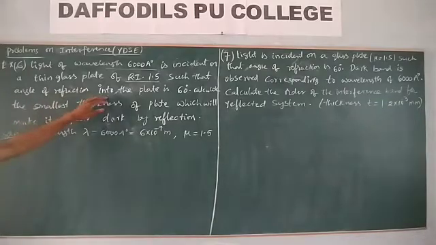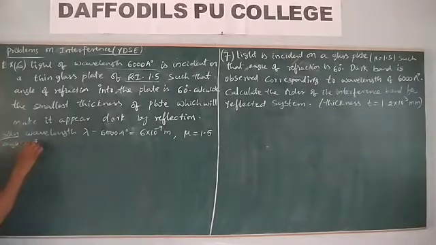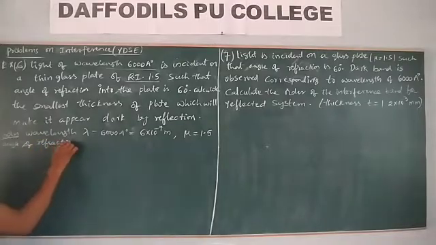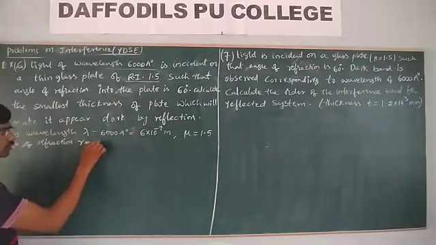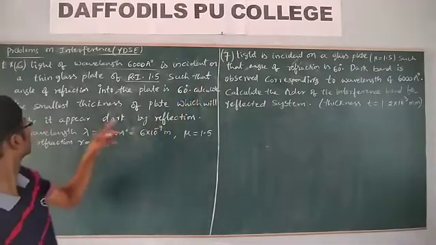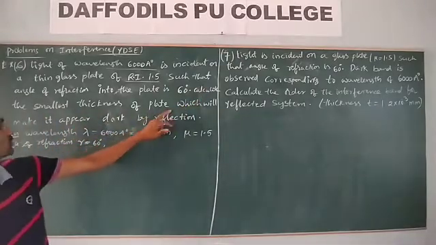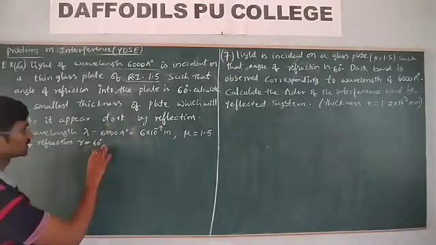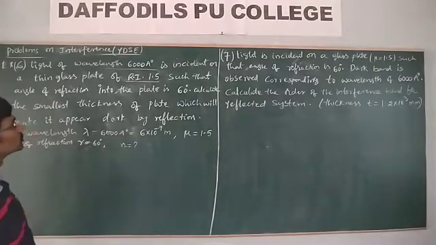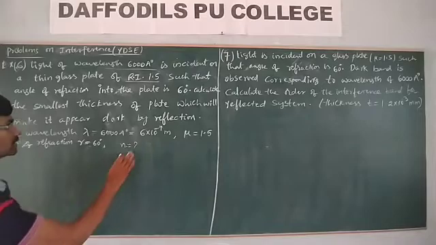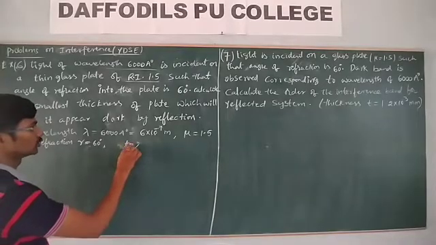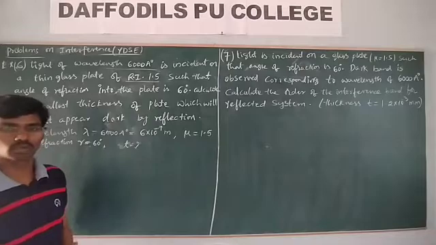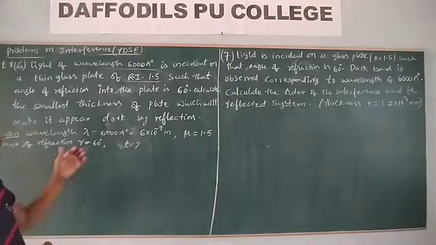Such that the angle of refraction in the plate is 60 degree. Given angle of refraction is 60 degree. Find the smallest thickness of the plate which will make it appear dark by reflection. So what is the smallest thickness of the plate? You need to calculate the T value. Smallest means what? n is equal to 1.